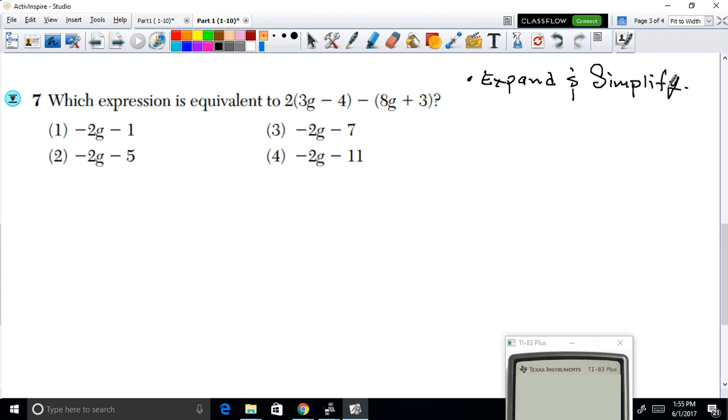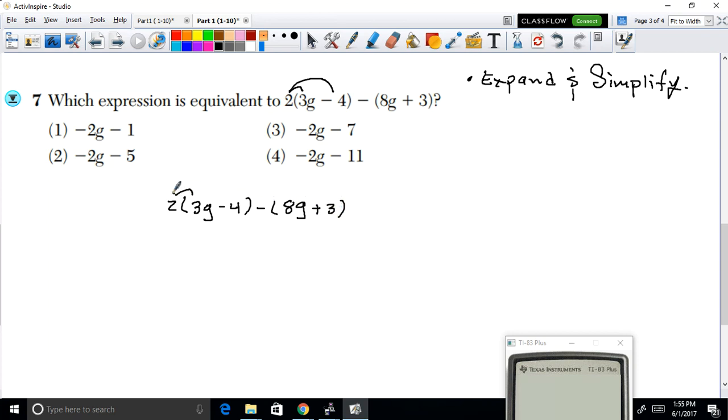Here, they just want to see if you know how to expand an expression and combine like terms. So let's look at this parenthesis at first. If we have a 2 in front, this implies that the 2 is going to get distributed. So let me rewrite the expression: 3g minus 4 minus 8g plus 3. All right, perfect.